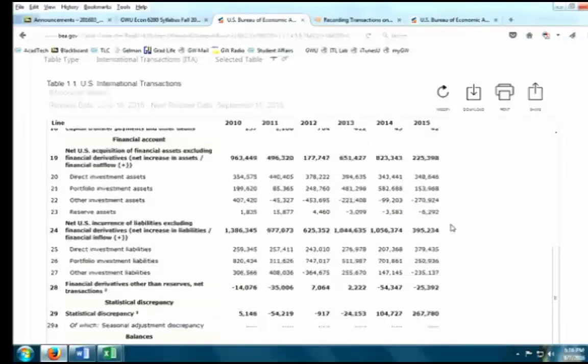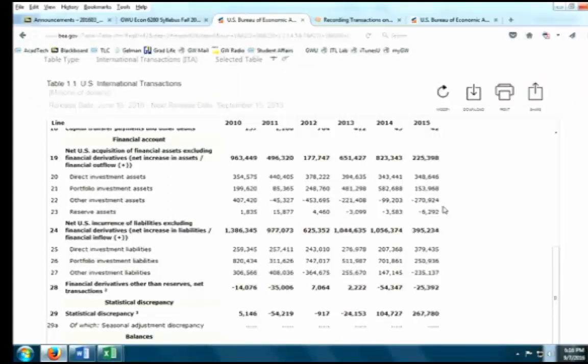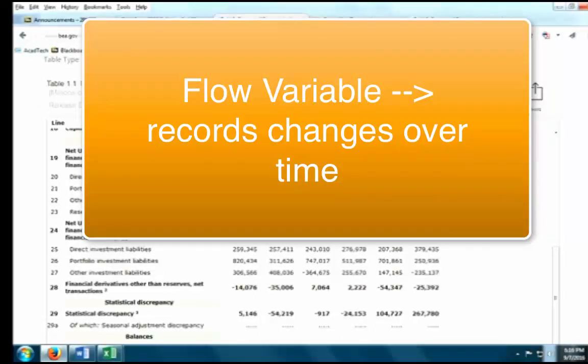Let's take a look at the financial account side of this for a minute. And I want to highlight that what we're recording on the balance of payments, I want to draw the distinction between flow variables and stock variables. A flow variable is a change in an item that takes place during the course of a year. Income is a flow variable. It's how much money one earns per year.